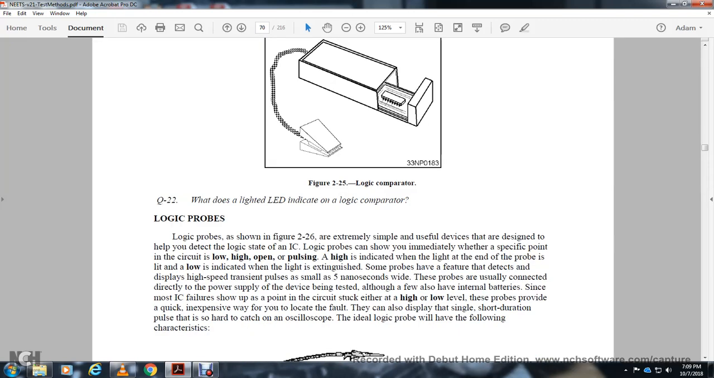Alright, logic probe. Logic probes are shown in figure 226. They are extremely simple, usable devices designed to help detect the logical state of the integrated circuit. The logic probe immediately shows a specific point in the circuit as low, high, open, or pulsing. High is indicated with a light, and low is indicated with the light extinguished.